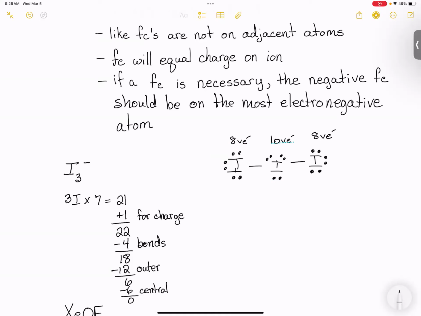Now, is it acceptable for our central atom to have more than an octet? The answer is yes. It is acceptable for our central atom to have more than an octet. Because our central atom is in period 3 or greater, it can have an expanded octet, meaning it can have more than 8. Now, this is an ion, and all ions are placed in brackets with the charge as a superscript to the right.